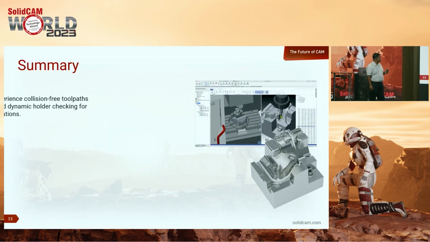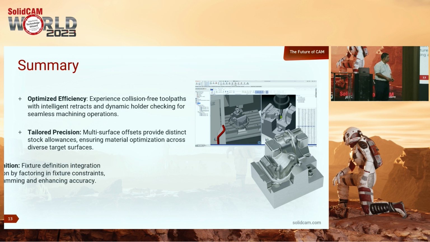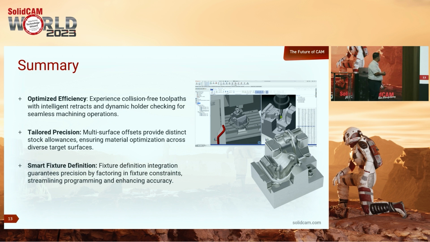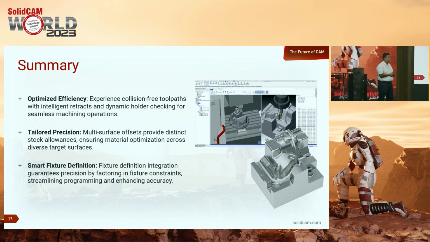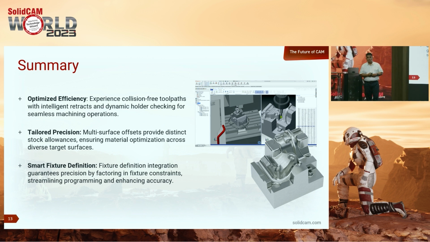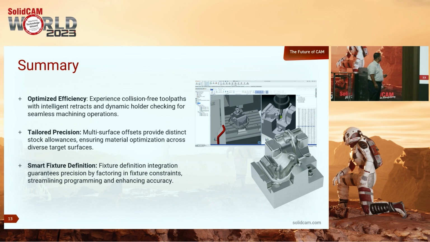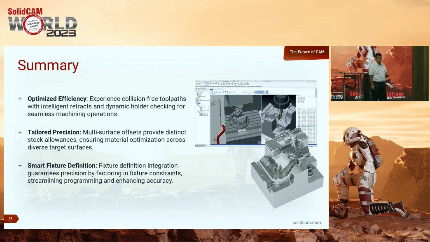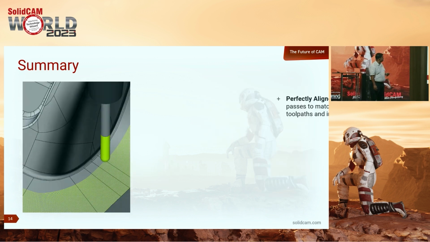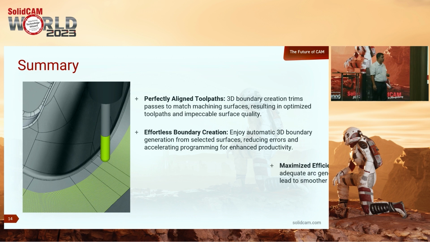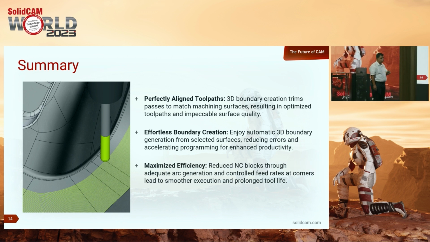So if I summarize the unified engine, it has collision-free toolpaths because it takes into account the holder geometry, and of course the part geometry is already taken into account. Multi-surface offsets, fixture definition is much, much better now. And of course, we have got 3D boundary definitions that trim the toolpath precisely to the 3D boundary.